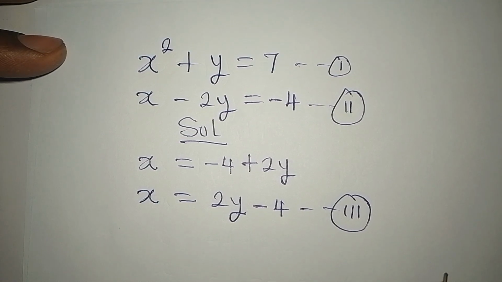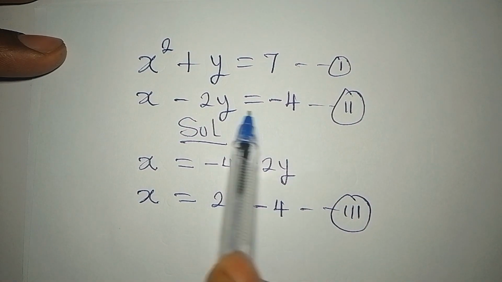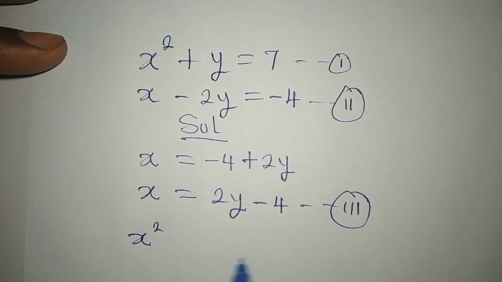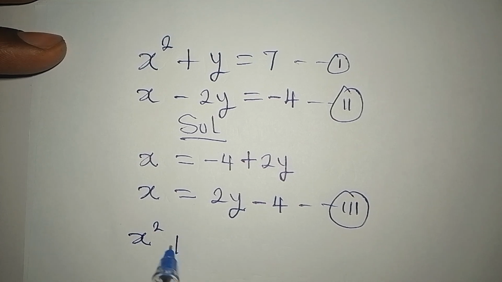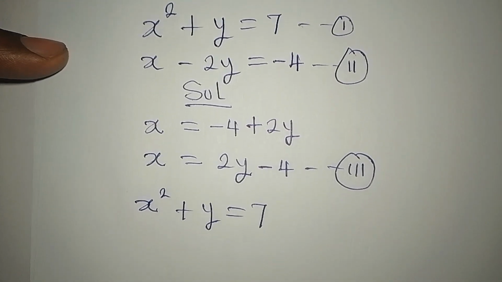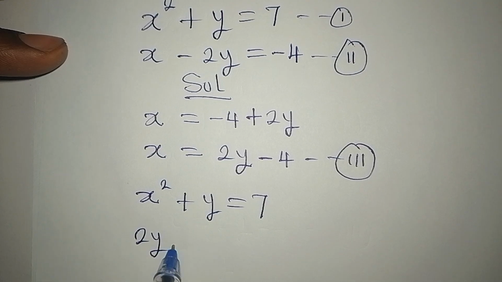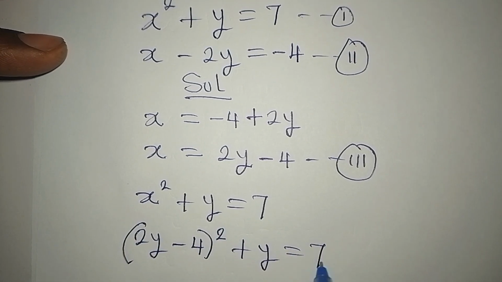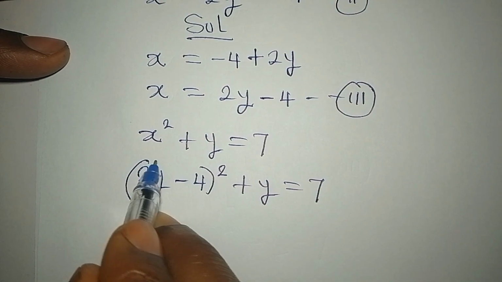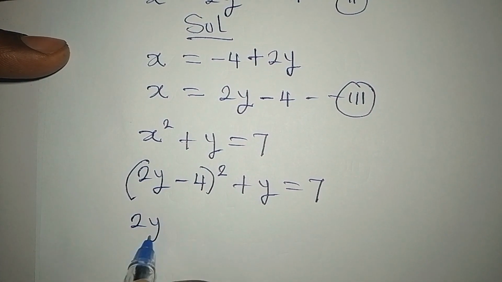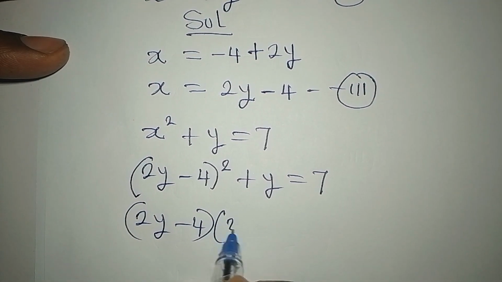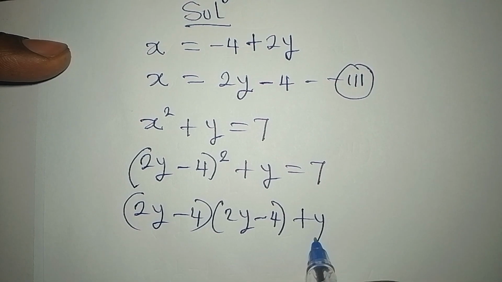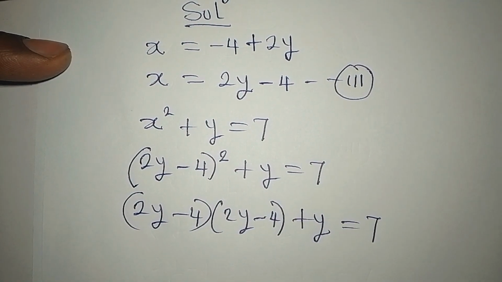Now, what equation gave birth to equation 3? Equation 2, right? So put this into equation 1 rather, x squared plus y equals 7. Now in place of x, I'm writing 2y minus 4, and there's a square on it, then plus y equals 7. Now I have to have this in two places: 2y minus 4 into 2y minus 4. This is because of the square on it. Then plus y equals 7.